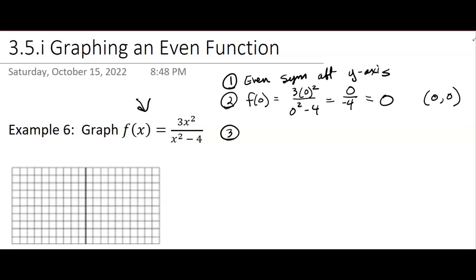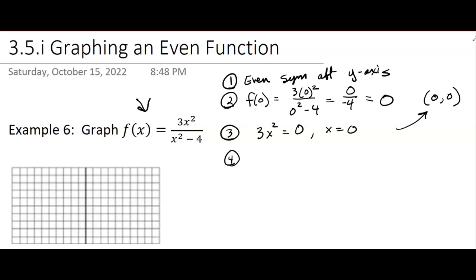And now let's find x-intercepts. Well, x-intercepts are going to be when the numerator equals 0. So when does 3x squared equal 0? Well, when x equals 0, which gives you the same point 0, 0, right? Okay. Now let's find asymptotes.